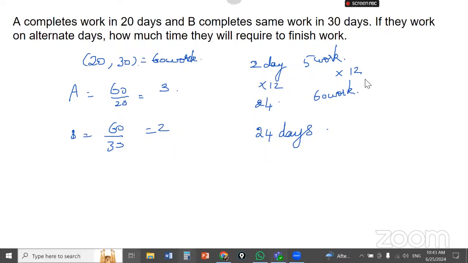See, I'm not multiplying 12 with 3 and 2. We have this 2 days. They'll be completing 5 work. Totally, they have to complete 60 works. So 5 times 12, how 5 becomes 60? When I multiply it with 12, it becomes 60. That's why I multiplied with 12. They are in ratio. 2 days, 5 works means, multiplication to 2 into 12, that's 24. Only here I have done with 12, not with 3 and 2.